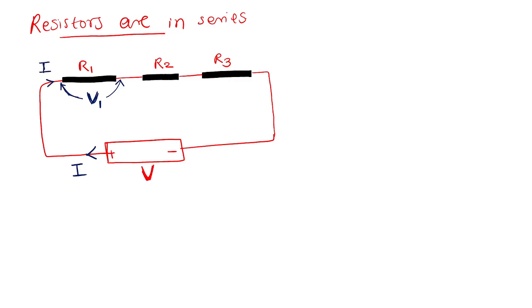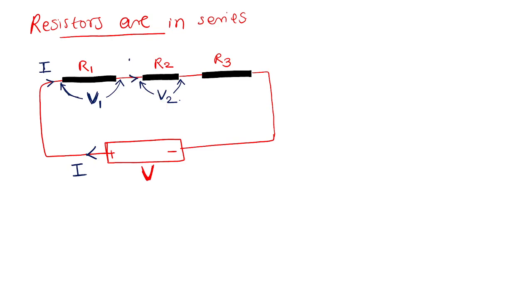And remember, the potential difference across R2 is V2. V2 is the potential difference between this point and this point, meaning how much work is done by the battery to move a unit positive charge from this terminal to this terminal. Some work is done, right? That work is V2. The current is same.